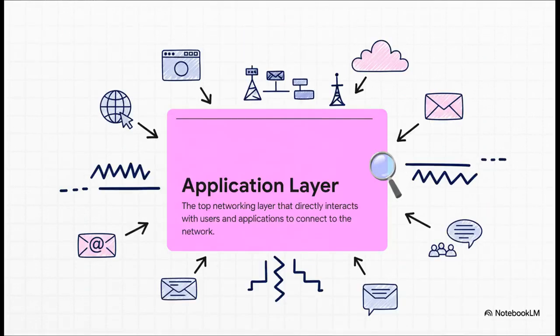Okay, so you can think of the application layer as the interface. It's the bridge between the app you're using, say your web browser, and the rest of the network. Your browser doesn't need to know the nitty-gritty of how data gets sent. It just needs a standard way to say, hey network, go get me this website. And that's exactly what this layer provides.